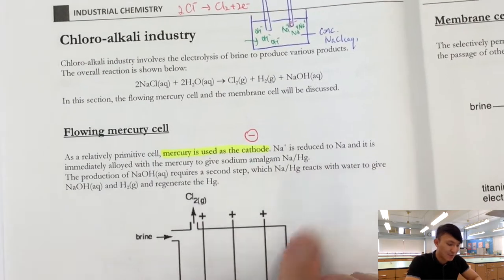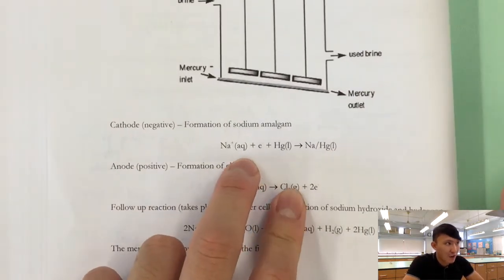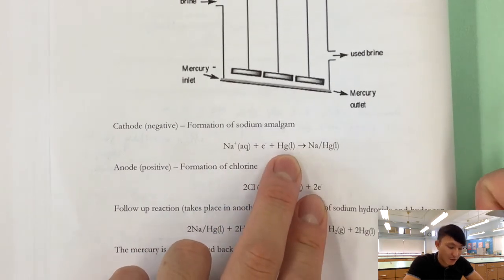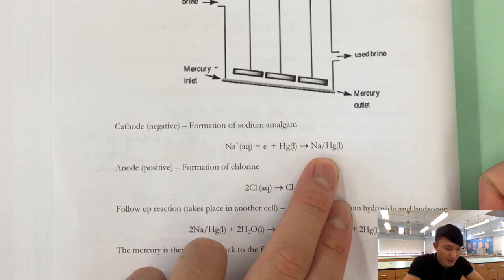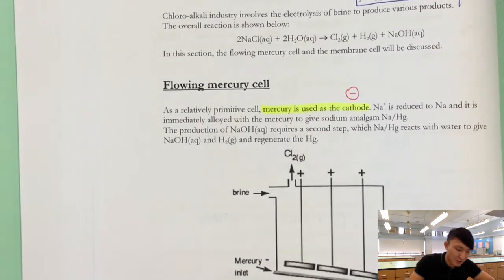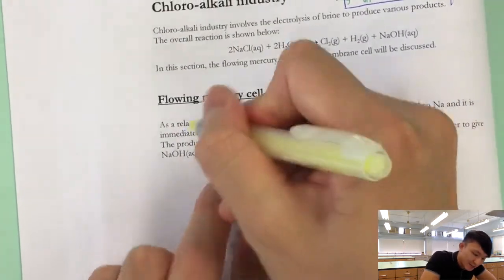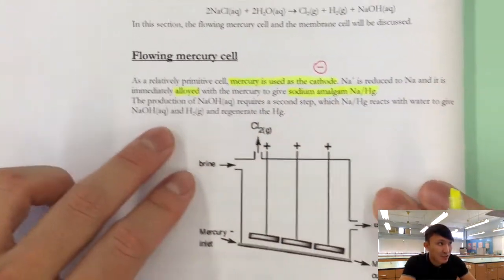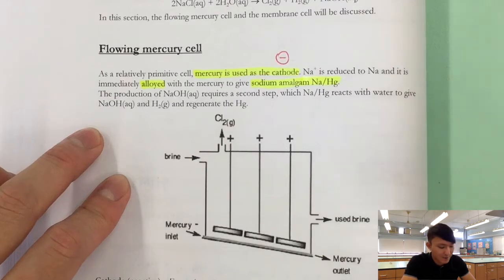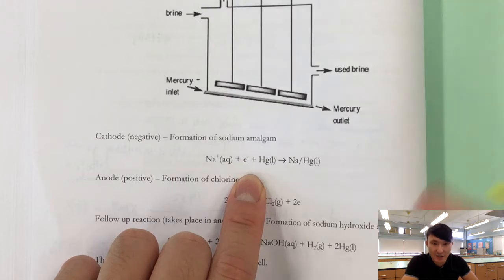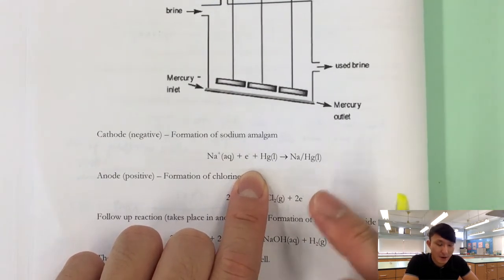Okay? So, down here, this is the first half equation. Sodium accepts the electron and then also reacts with mercury to form sodium amalgam. Okay? What do you mean by sodium amalgam? So going back to the top here, sodium amalgam is an alloy. It's an alloy of sodium and mercury. So they actually form an alloy. This is something different from what we have predicted in the electrolytic cell. So this one you have to bear in mind.